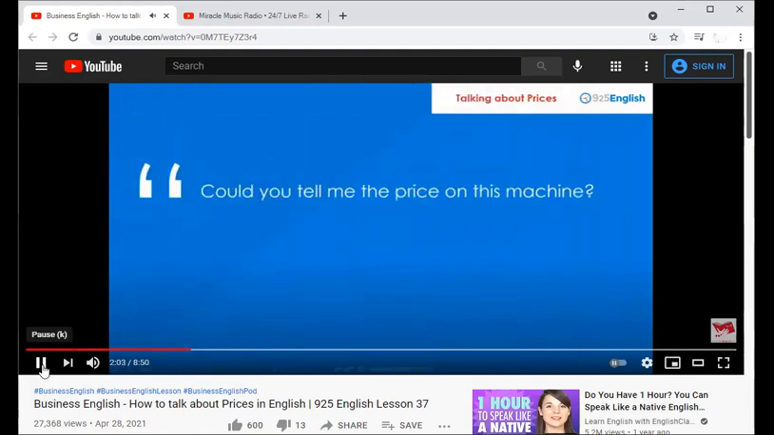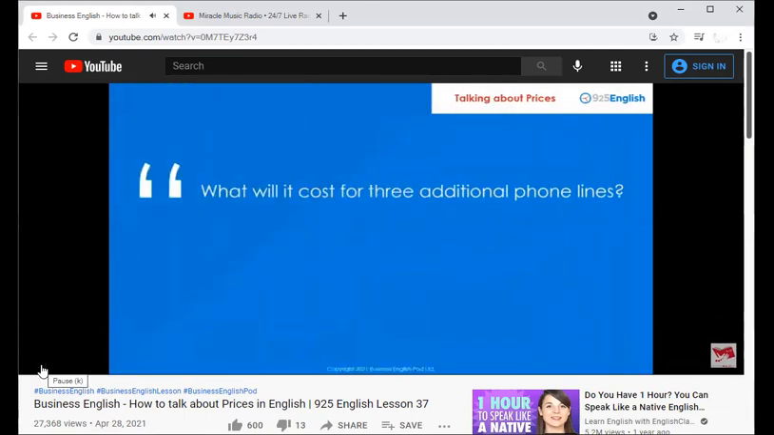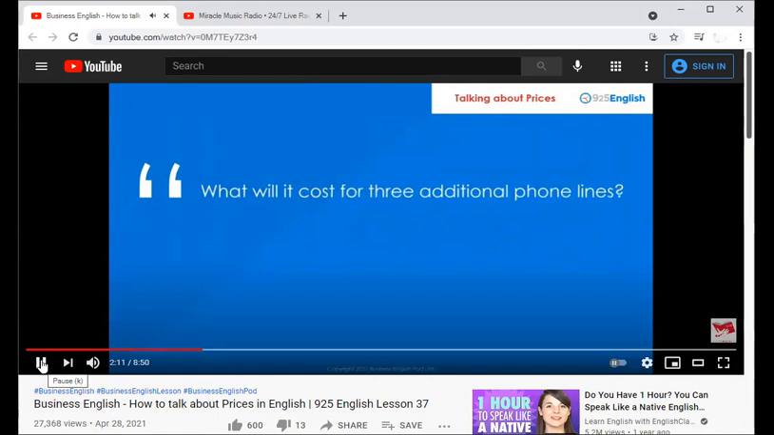Could you tell me the price on this machine?